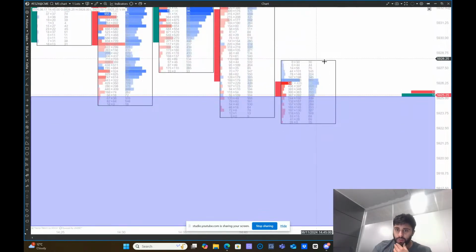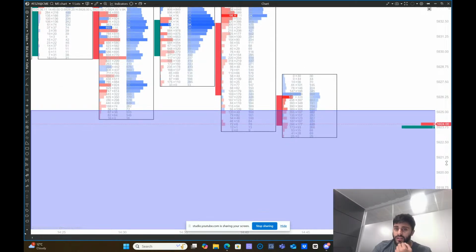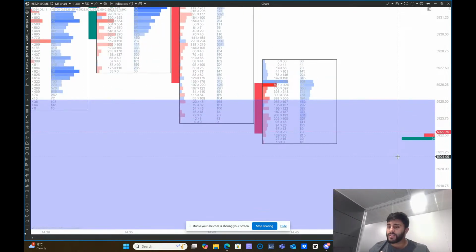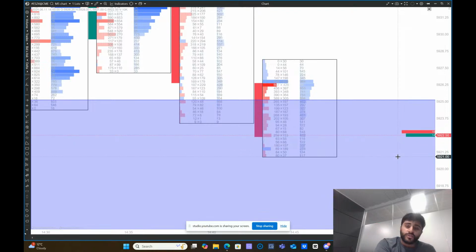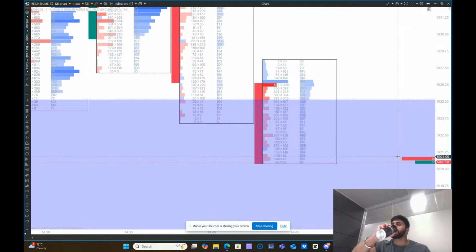Aggressive buyers are struggling, right? We notice how we see a 0 and a 30. When you see a 0 and a 30, what that tells you is that there are 30 aggressive buyers and no aggressive sellers. So aggressive buyers have tried to drive price higher, but they can't. Aggressive buyers simply cannot drive price higher.